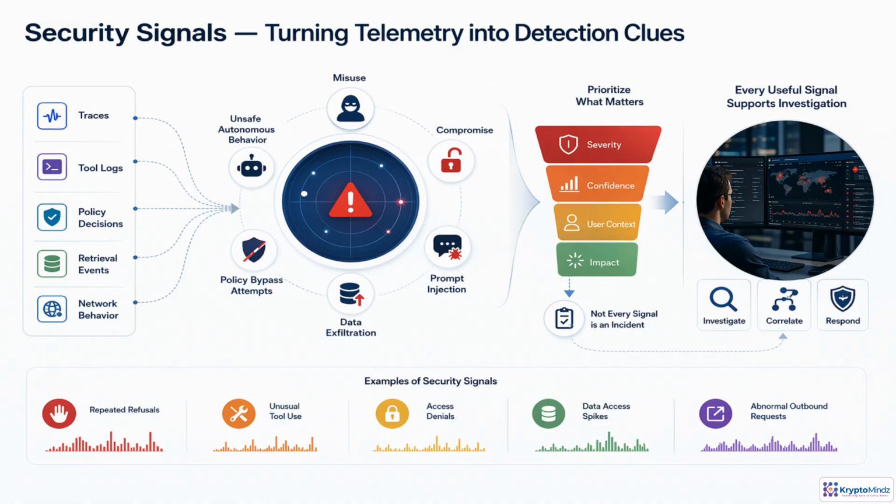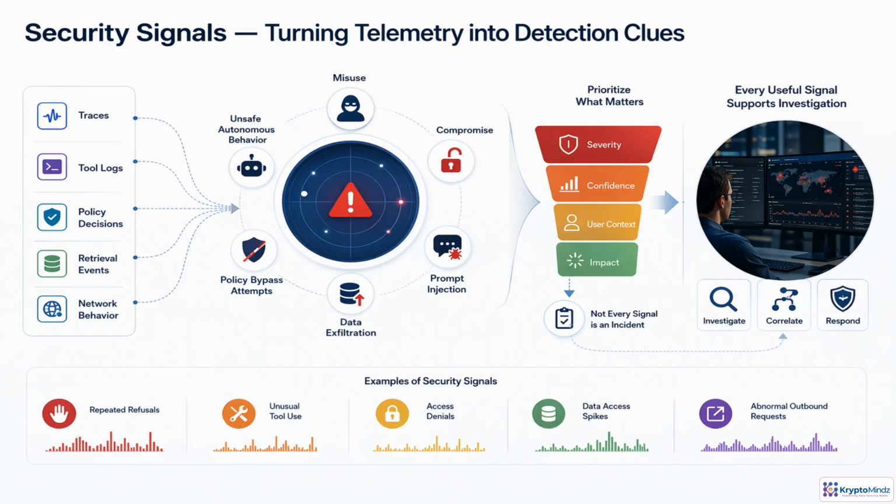Security signals are the bridge between raw telemetry and actionable detection. Traces, tool logs, policy decisions, retrieval activity, and network behavior become useful when they reveal patterns: prompt injection, tool abuse, access anomalies, data exposure, policy friction, or unsafe autonomous actions.